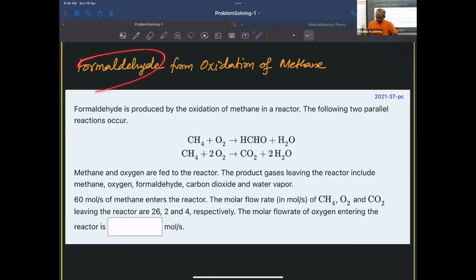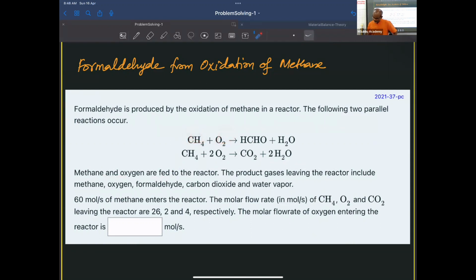So this is about formaldehyde from oxidation of methane. Methane is undergoing oxidation to get formaldehyde, and there is a side reaction leading to carbon dioxide and water vapor generation. So there are two parallel reactions, and methane and oxygen are the feed to the reactor.